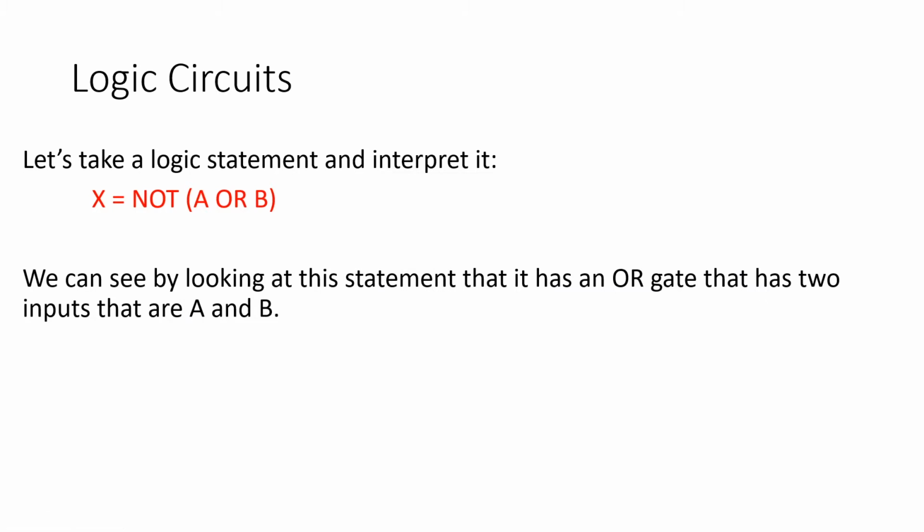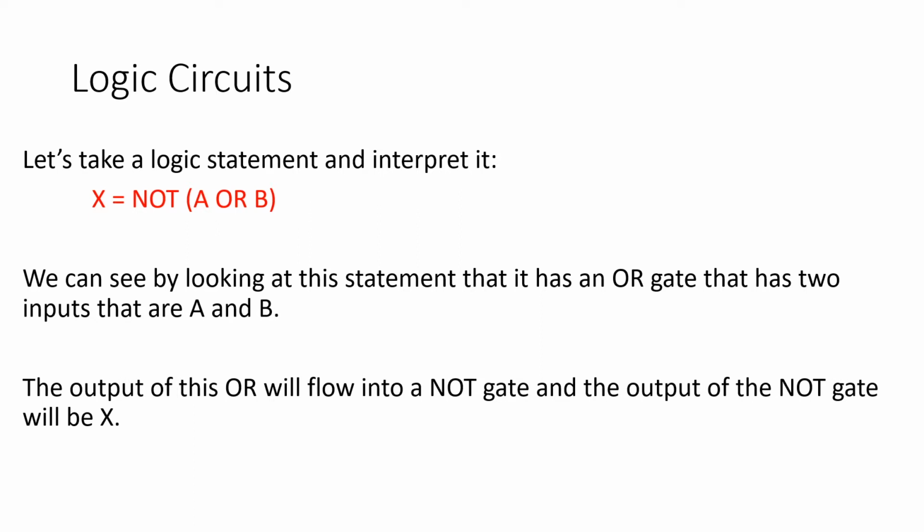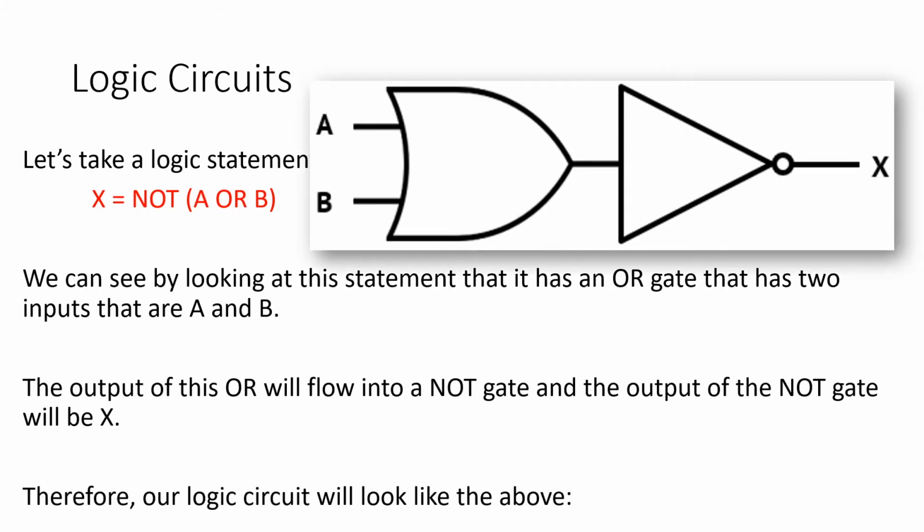And what will happen is the output of the OR gate, because it's in brackets, which happens first, will flow into the NOT gate. So the logic circuit, if we put those two logic gates together, looks like that. You have your OR first of all, A and B, and then whatever comes out of that flows into the NOT gate. So A OR B first flows into the NOT gate to give you the output X.